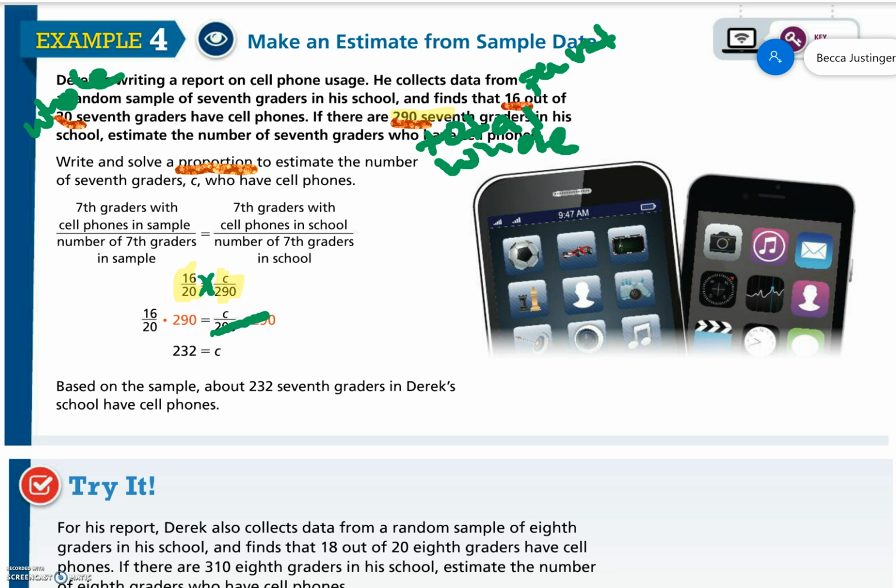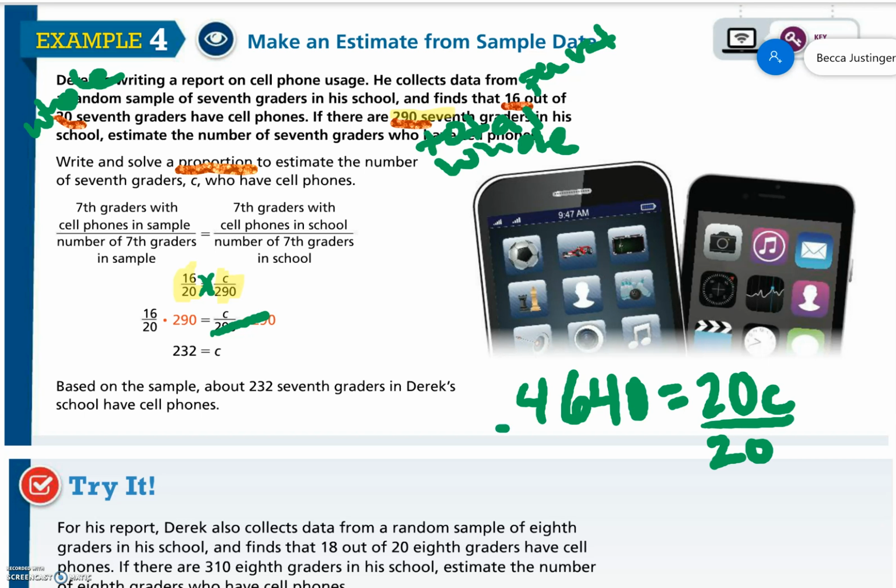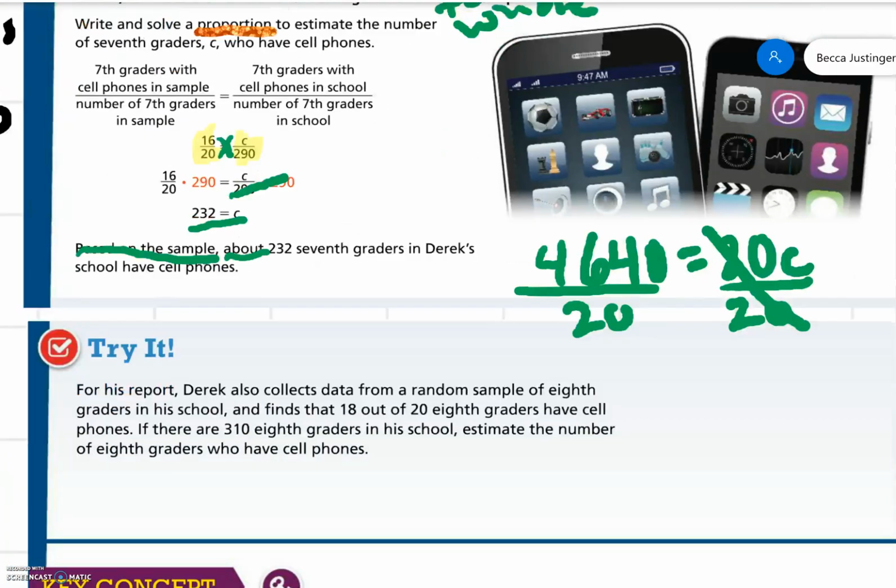16 times 290, which gives us 4,640. Set equal to C times 20, which is 20C. Then divide both sides by 20. And you get the same answer. C is equal to 232. So based on this sample, we don't know for sure, but based on this sample, about 232 7th graders in Derek's school have cell phones.